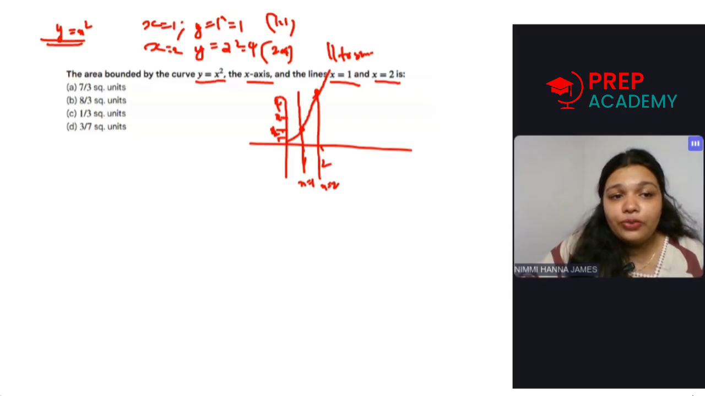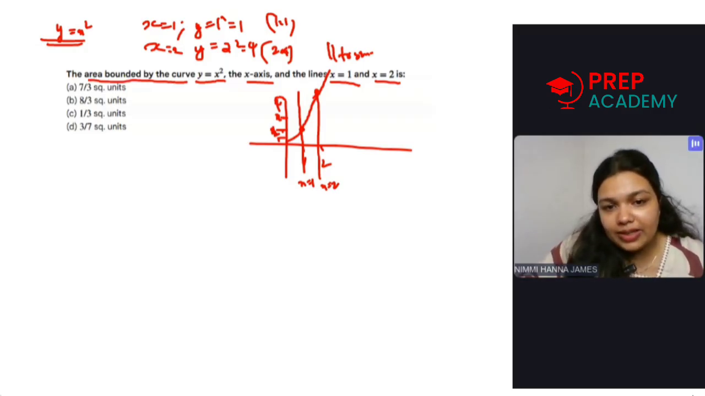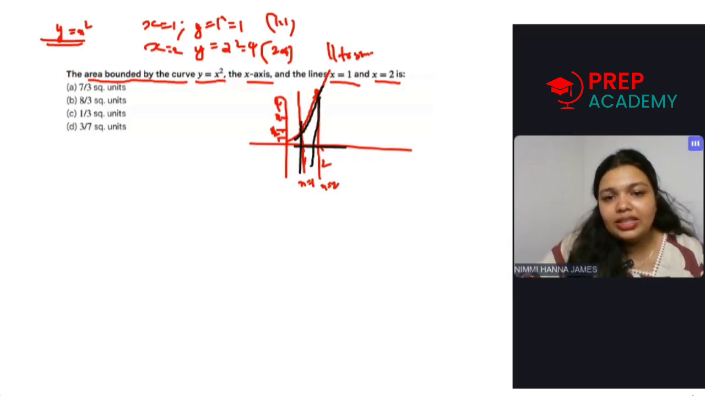Now we want to find the area bounded by this curve, the x-axis, and the lines x equal to 1 and x equal to 2, which is the area completely bounded by all these lines. It is very clear from the image that this is the area, correct? This is the area that we want to find.